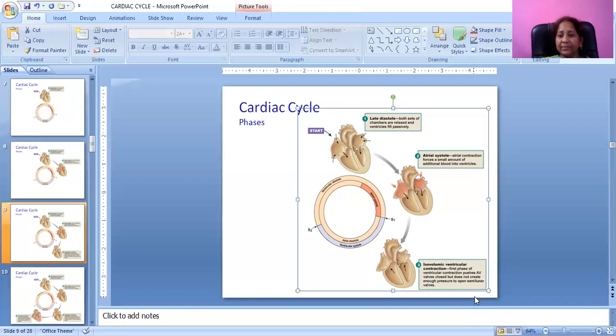Here, on the left side and right side, AV valves are there. The left side AV valve is the bicuspid valve, and the right side is the tricuspid valve. The ventricular contraction pushes the AV valves closed but does not create the pressure to open the semilunar valves.